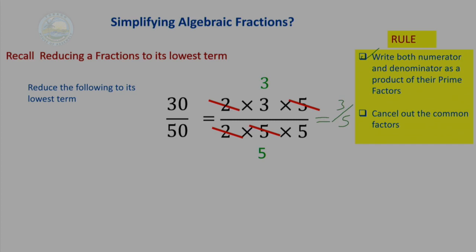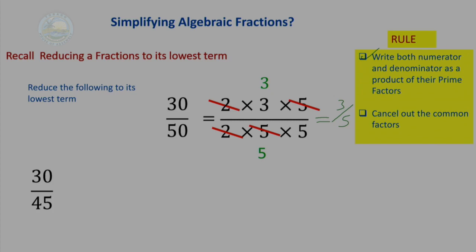Let's look at another example. Remember the steps that you must employ. The steps that you must employ are: 1, write both numerator and denominator as a product of their prime factors, and step 2, cancel out the common factors. So let's look at another example. What if we had 30 upon 45?